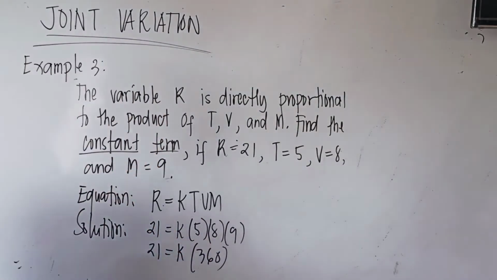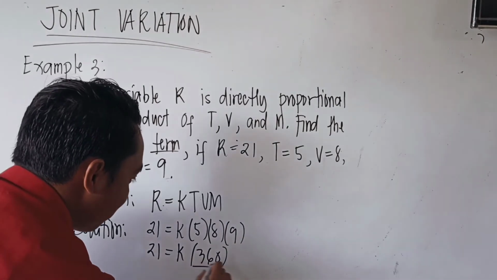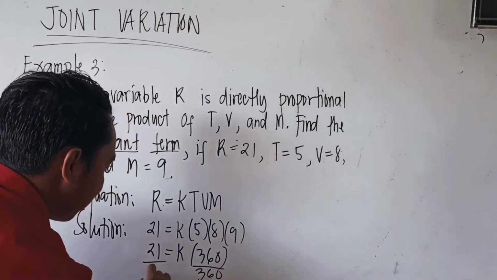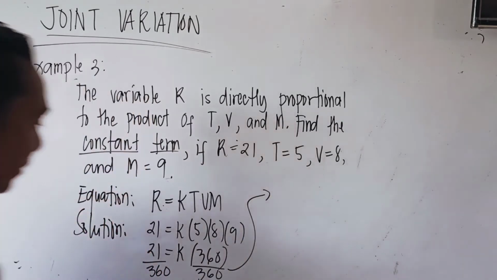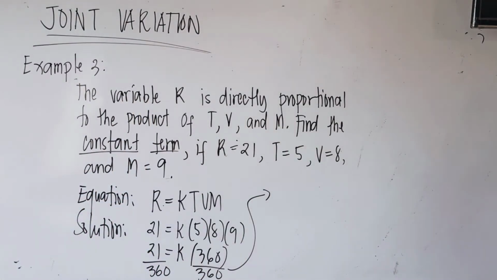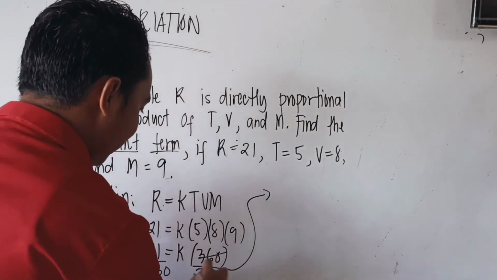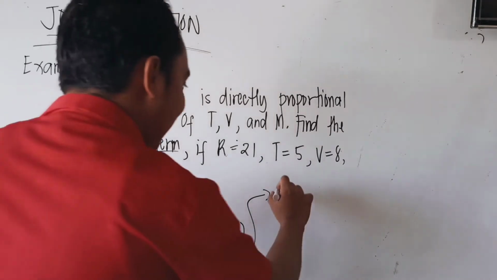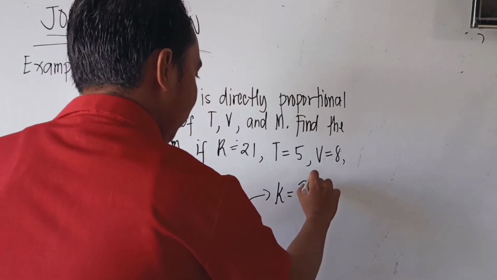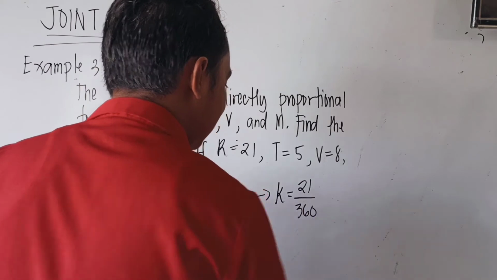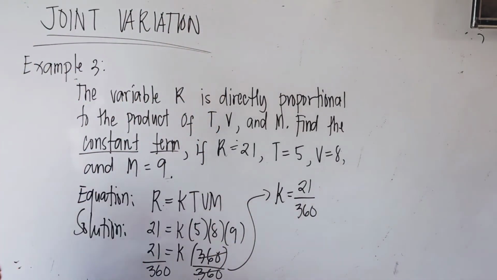Okay, very good. 360. Now, syempre, para makuha yung k, yung gagawin mo lang dyan is divide both sides of the equation by 360. Okay, dinivide lang po natin both sides of the equation by 360. So, 360 divided by 360, that is 1. So, bali magiging k natin dito is equal to 21 all over 360. Now, 21 and 360 is not in simplest form. So, yung gagawin mo lang dyan is simplify natin.